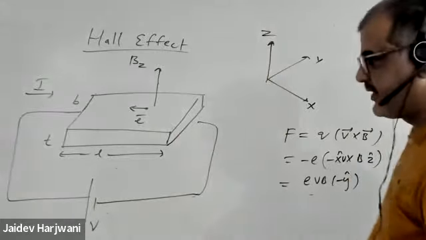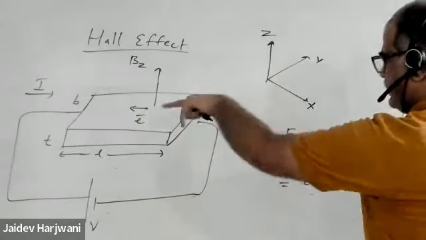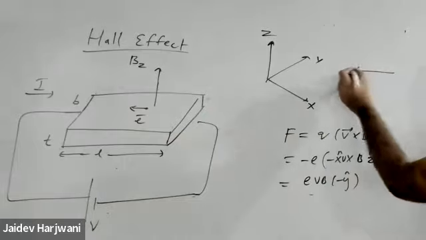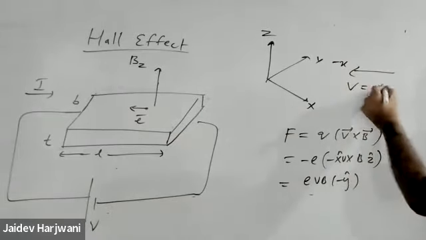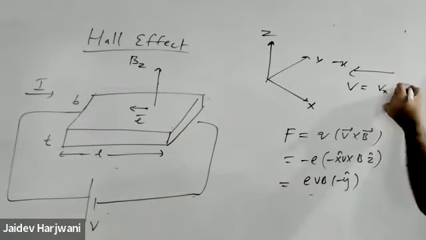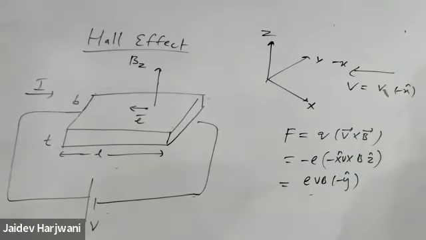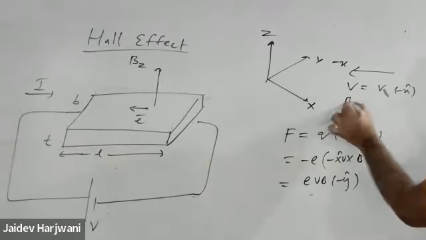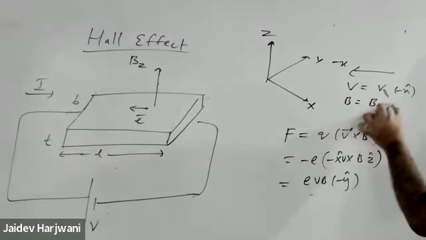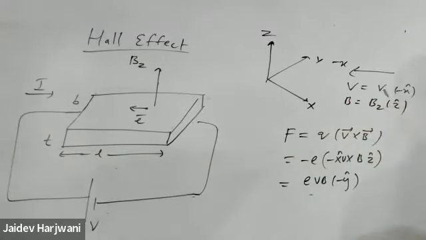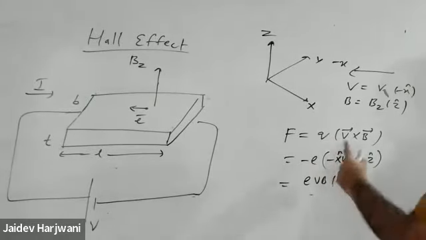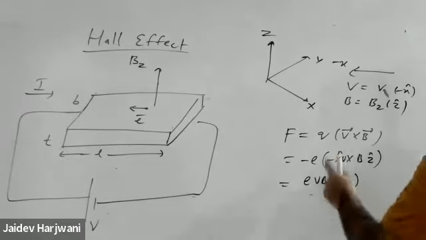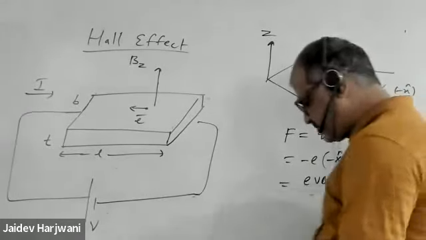Whenever a charged particle is moving, the electron is moving in the minus x direction, minus x cap. So its velocity I can write as v_x into minus x cap, or v into minus x cap. B is in the z direction, so z cap, and q is the electron charge. So the direction of force will be in the minus direction.